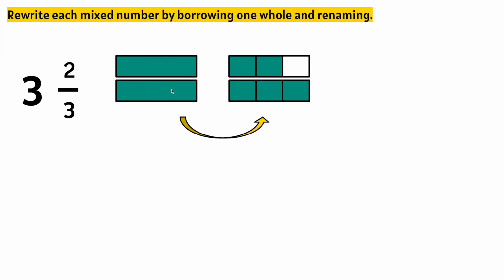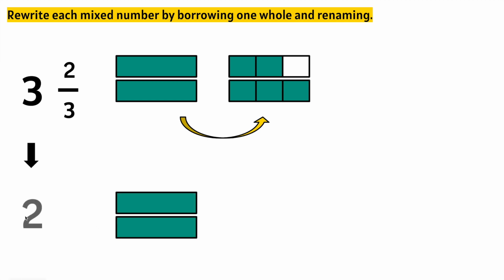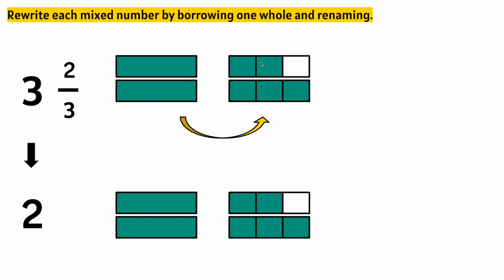So now we have 2 wholes because we borrowed one of them. So we can write 2 wholes. And now let's rewrite these models here, the same models down here. Let's count how many thirds we have since we took one of the wholes and rewrote it as a fraction. Let's count how many thirds we have now.